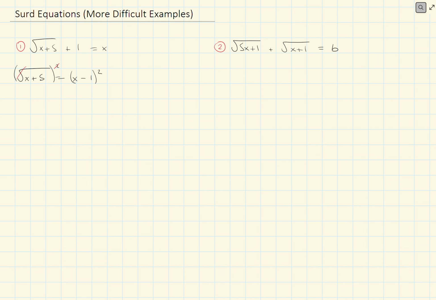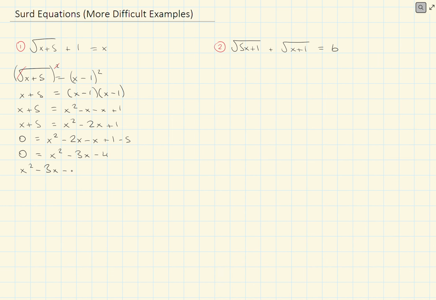So the square and the root will cancel. We get x plus 5 is equal to, and we're going to write out the right hand side twice. Left side stays as is. We get x squared minus x plus 1. So on the right hand side we have a quadratic. What we're going to do is take everything on the left, move it over. Plus x becomes minus x, plus 5 becomes minus 5. So we get x squared minus 3x minus 4, and we'll just change the order we're writing it in.